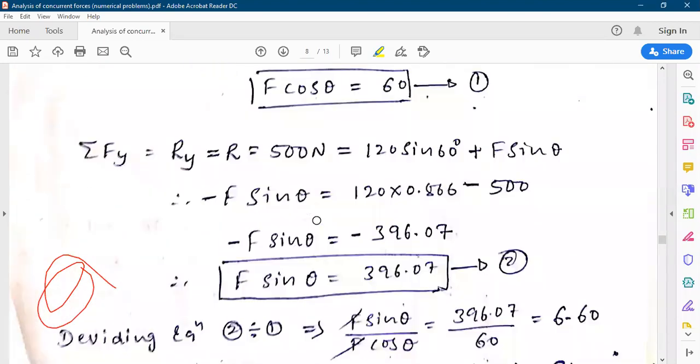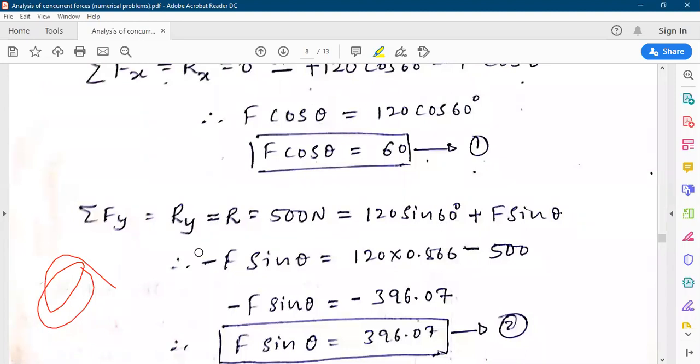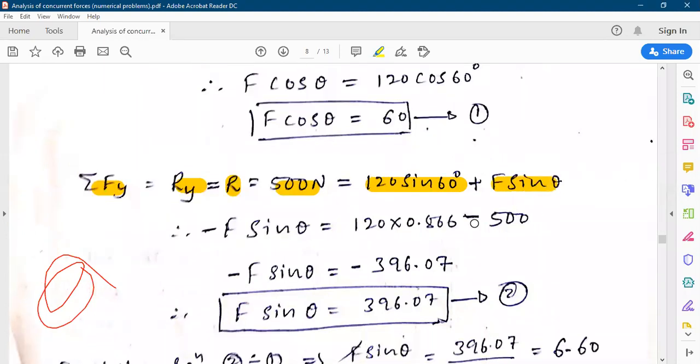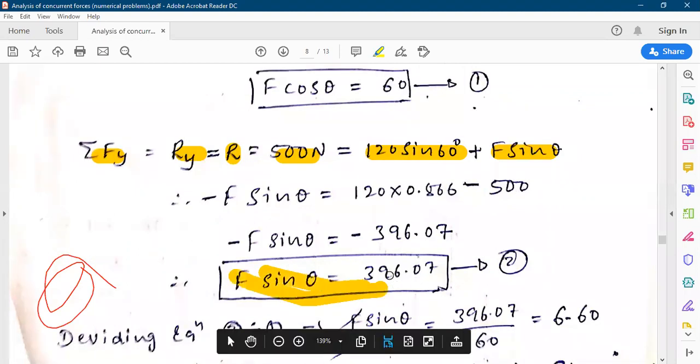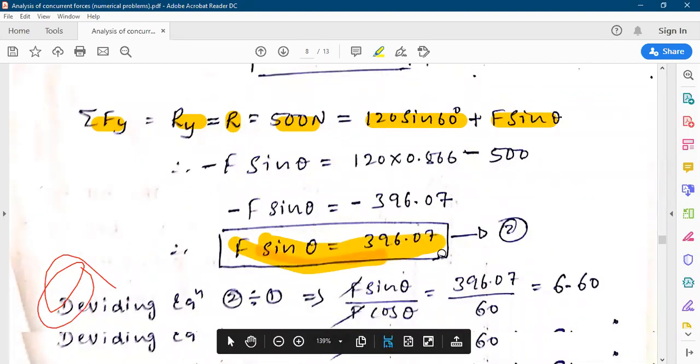So this is the equation. This equation is equated to sigma Fy, and sigma Fy is equal to R is equal to 500. So the y components of all the forces, 120 sine 60 acting upwards plus F sine theta acting upwards, this complete equation is equated to 500 Newton. Take the F sine theta this side, 500 this side: 120 sine 60 minus 500, so we get another equation, F sine theta is equal to 396.07.